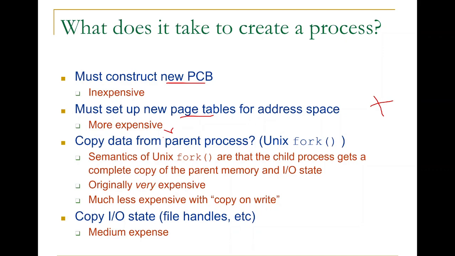Then you copy data from the parent process. In Unix, when you use the term fork, it creates a process and copies data from the parent process. The semantics of Unix are that the child process gets a complete copy of the parent's memory and the I/O state. It's originally very expensive, but it's much less expensive with copy on write. So it is when the process is being created that the parent does this copying.